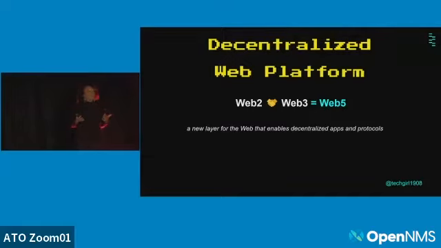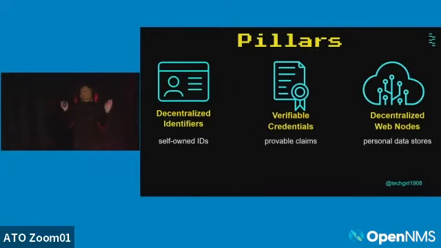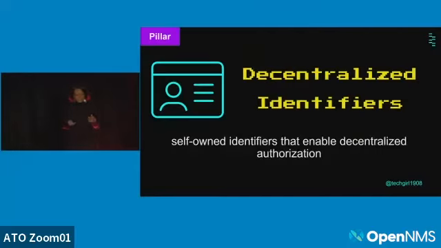So Web 5 enables developers to build decentralized web apps on top of it while it abstracts away a lot of the complexity of doing so. There are 3 pillars to Web 5. All are based on open web standards. There's decentralized identifiers, verifiable credentials, and decentralized web nodes. And I'll walk you through each one of these.